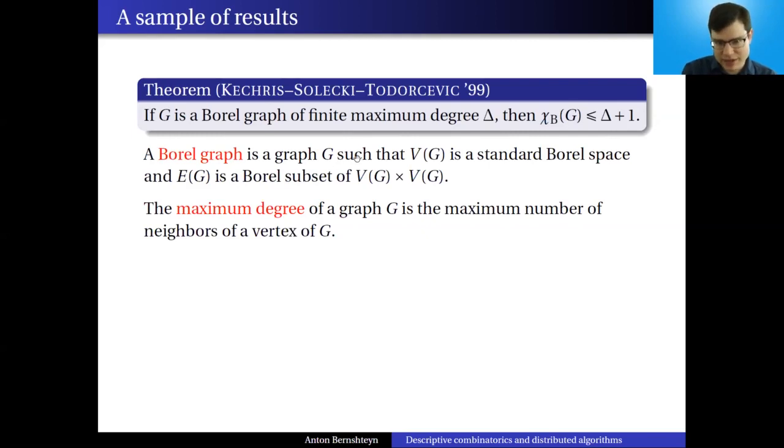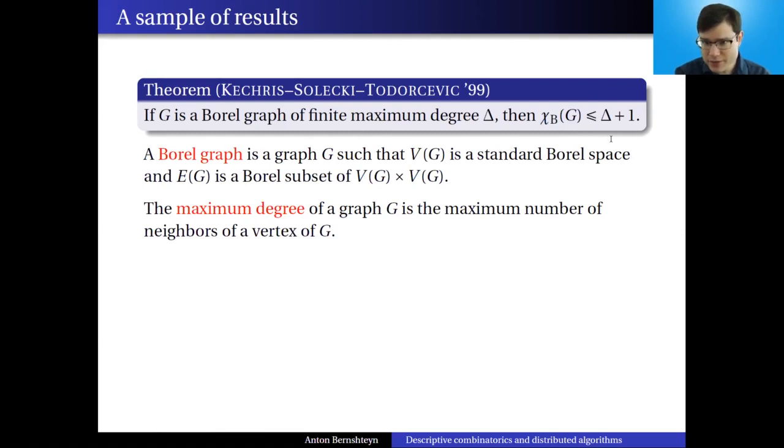By Borel graph, I mean a graph whose vertex set is a standard Borel space, and whose edge set, where we think of edges as pairs of vertices, so it's a subset of the Cartesian square V(G) cross V(G), is a Borel subset. And the maximum degree of a graph is the maximum number of neighbors that a vertex in the graph can have. Without the Borel requirement, say if G is a finite graph, it's very easy to see that the chromatic number is at most delta plus 1. Just color vertices one by one, and you never run out of colors because every vertex only has delta neighbors. Maybe those are already colored somehow, but there are delta plus 1 colors available for this vertex, so at least one color is left. But it turns out that you can modify this greedy algorithm to actually get Borel colorings.